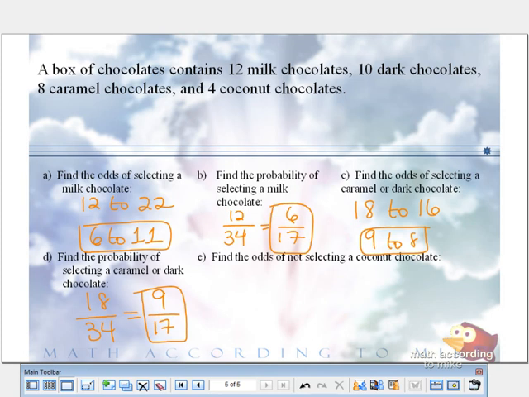E, what are the odds of not selecting a coconut chocolate piece? The number that goes first is the number that are not coconuts. How many are not coconuts? 30, the 12, the 10, and the 8. So 30 are not, and how many are coconuts? 4. Again, the number they're asking for is the number that goes first in an odds problem. How does that reduce? 15 to 2. Hooray!